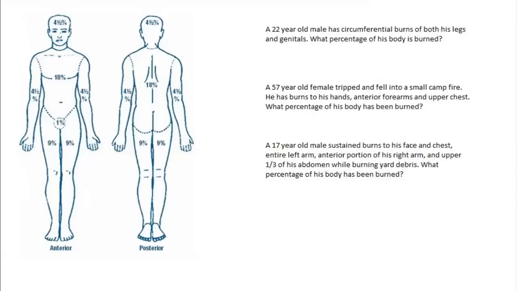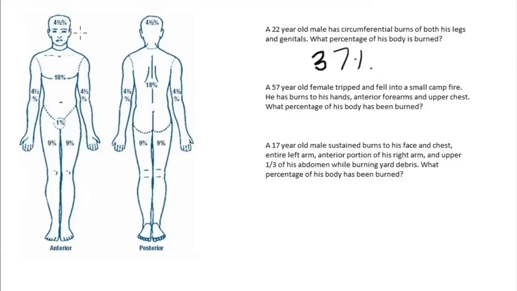Alright, our first problem. A 22-year-old male has circumferential burns on both his legs and genitals. What percent of his body is burned? Remember, circumferential means the front and the back. So we're going to have 9%, 9%, 9 and 9. 9, 18, 27, 36% for the legs, plus 1% for the genitals. This person would have 37% of their body burnt.